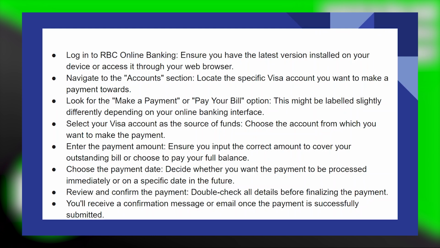Then look for the Make a Payment or Pay Your Bill option. This might be labeled slightly differently depending on your online banking interface. Next, select your Visa account as the source of funds. Now choose the account from which you want to make the payment.